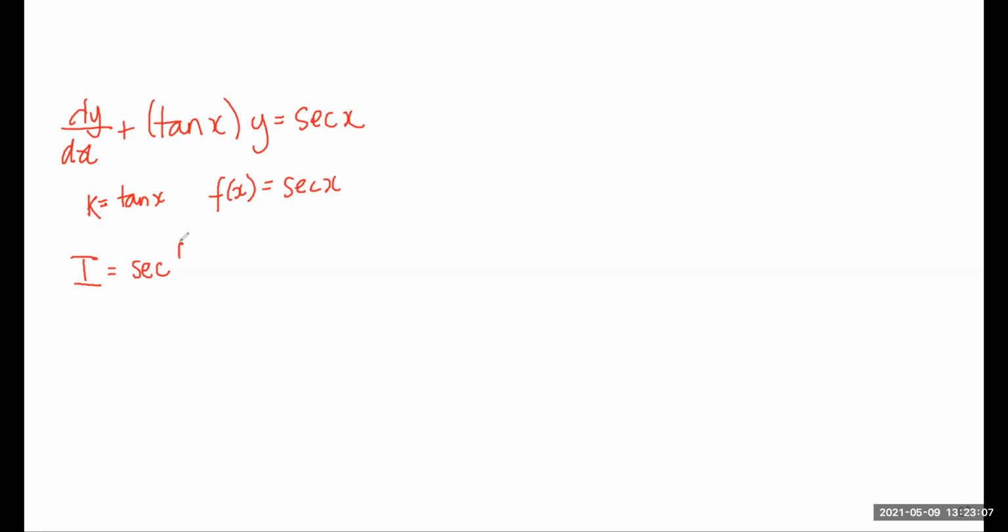So I is equal to e to the integral. Rub out that, write down the formula. What is the formula for I? E to the integral of k dx. That's how you'd write it, sir? Yes, so e to the integral of tan x. Now, how do you integrate tan x?